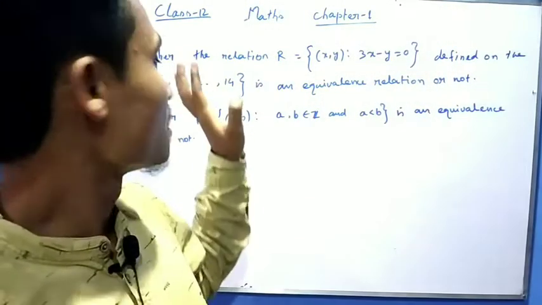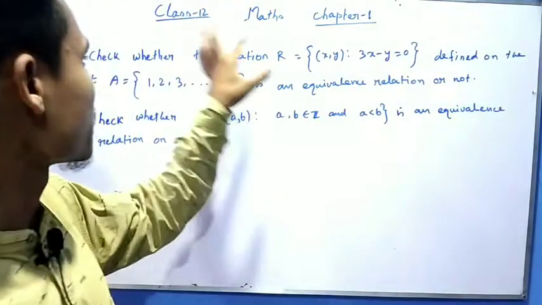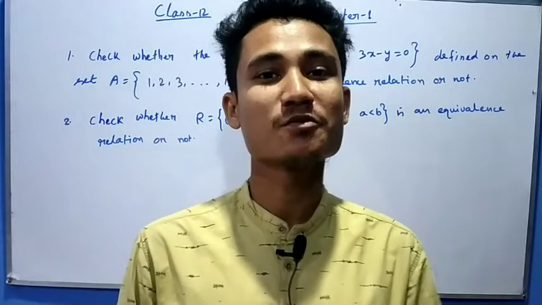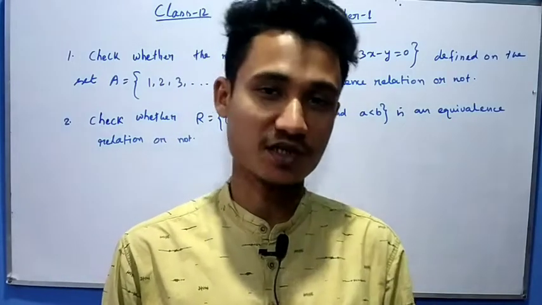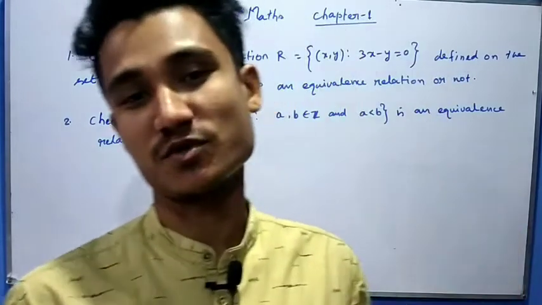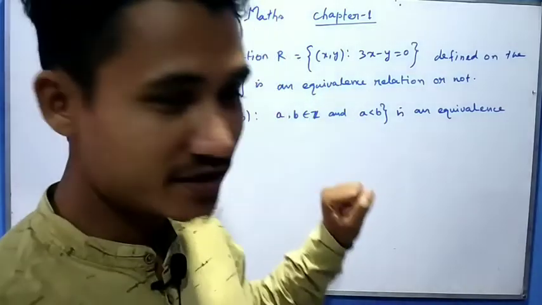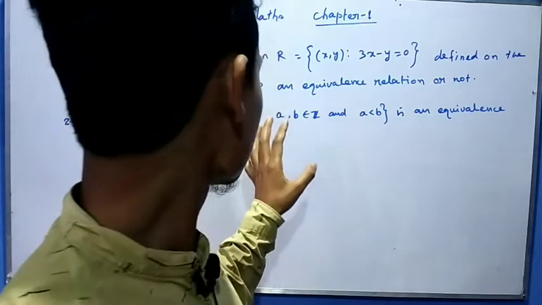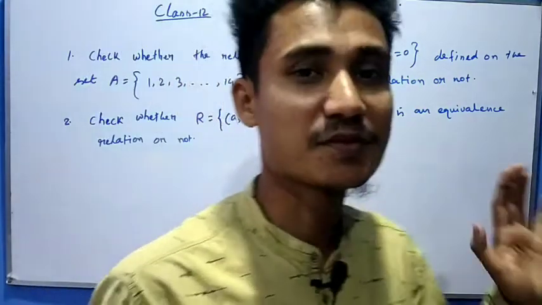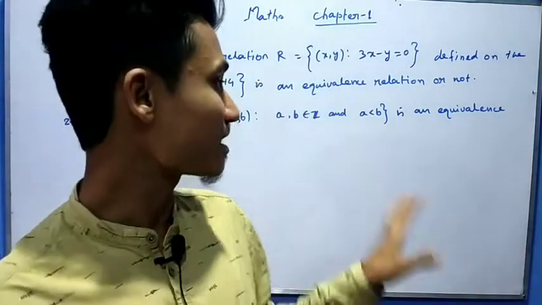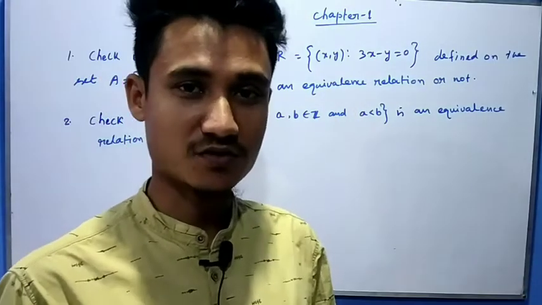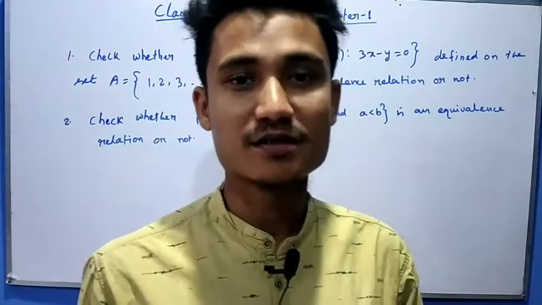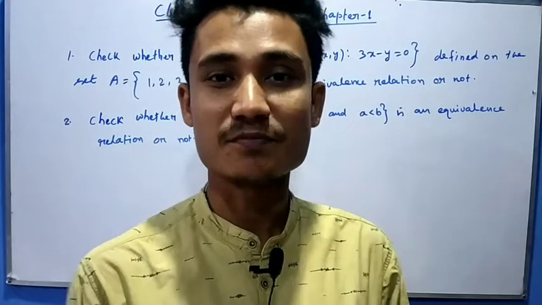So we are discussing class 12 mathematics chapter 1. In our last video we studied relations and types of relations, and we saw some examples also. Today in this video we will try to solve some problems. These problems are from your previous year's question paper, and some are from your textbook. If you go through these problems, you will understand the concept better.